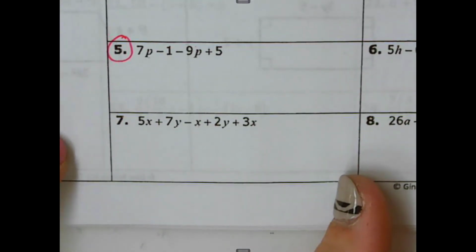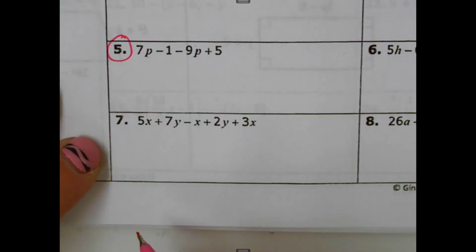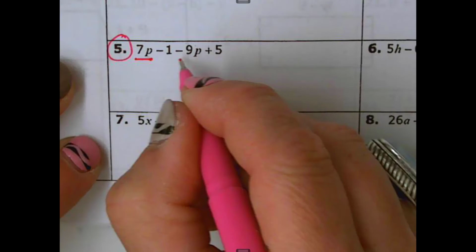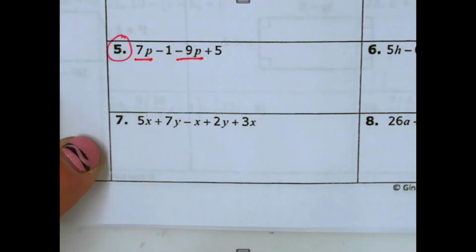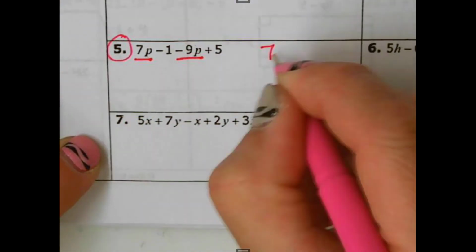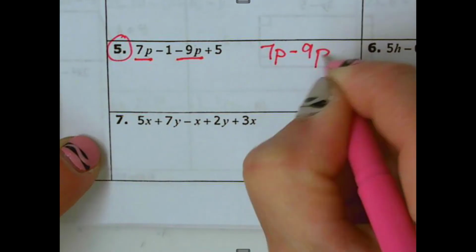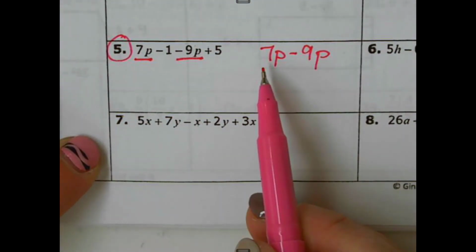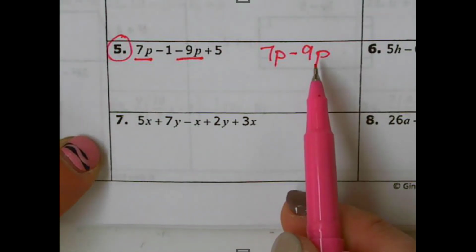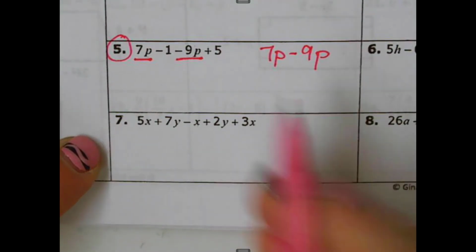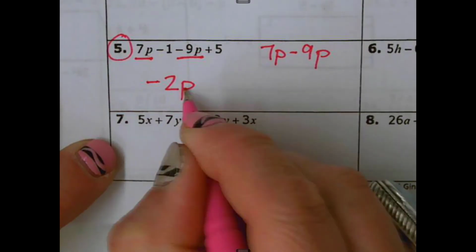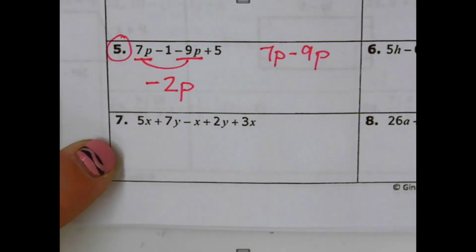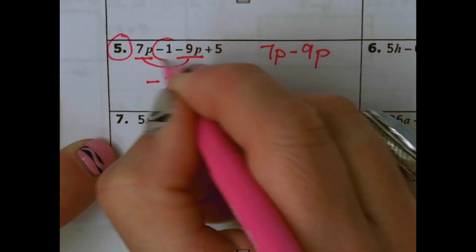Okay, so again, decide on what method you want to use. I'm going to underline my 7p, my minus 9p. Okay, I can rewrite it, 7p minus 9p. All right, so I know I'm taking away more than I have. So in my head, I'm thinking, oh yeah, that's going to be a negative value. I have negative 2p. Again, you can draw those arches. Those two go together. I'm going to circle the constants.